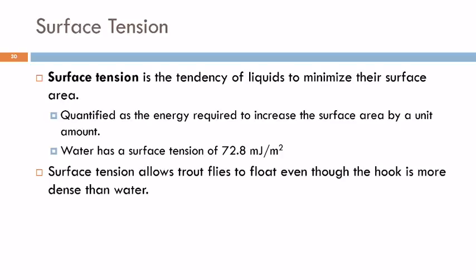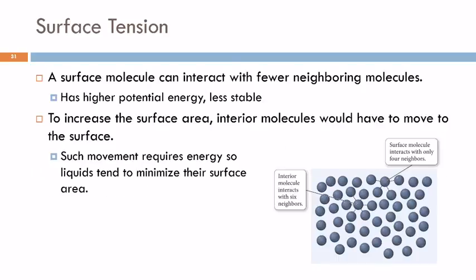Surface tension is the tendency of liquids to minimize their surface area. It's quantified as the energy needed to increase the surface area by some unit amount. So water has a surface tension of 72.8 millijoules per square meter. That means if you're trying to increase the surface area of the water by a square meter, it's going to require 72.8 millijoules. So the surface tension, this tendency to minimize surface area, is what allows trout flies to float and water skaters to skate.